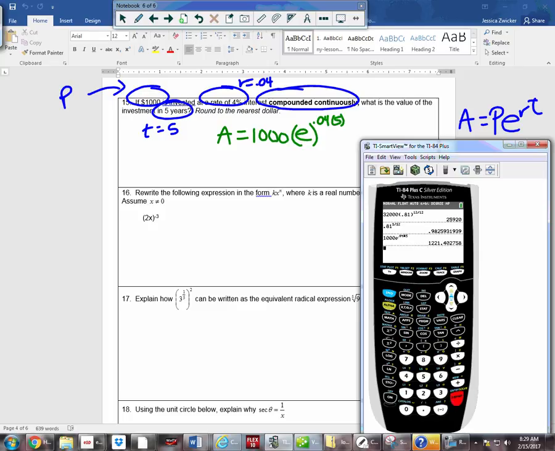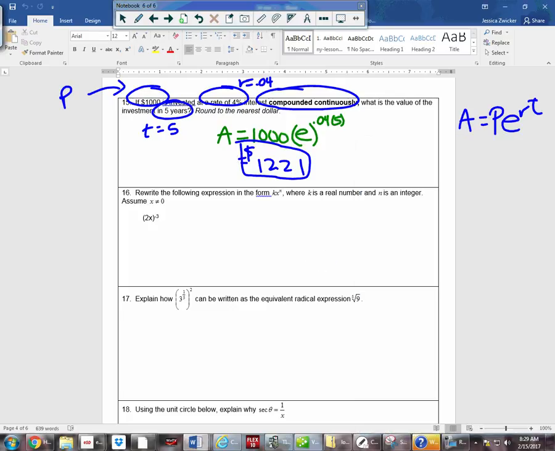They wanted to the nearest dollar, so this 1,221.4 became $1,221. It is super easy if you know the formula. It's very difficult to get full credit if you don't. The common mistake you guys did on that was you tried to do P times 1 plus R to the T, which is similar, but it's not going to give you the same answer because that's compounded annually, where n is 1. This is saying continuously. Whenever it says continuously, you have to use the PERT formula.